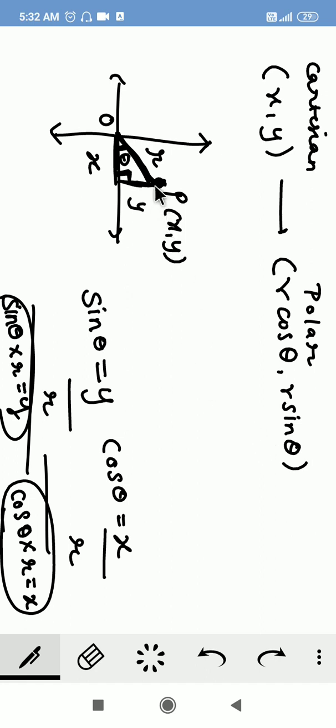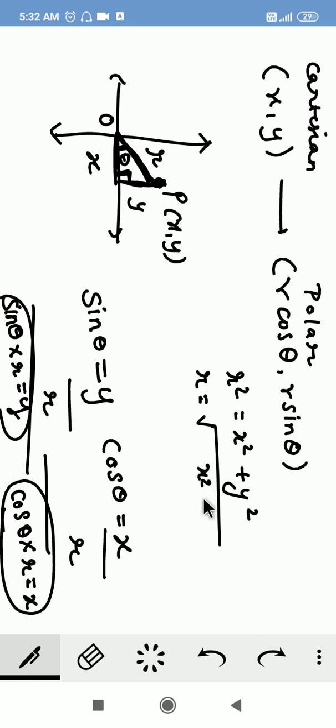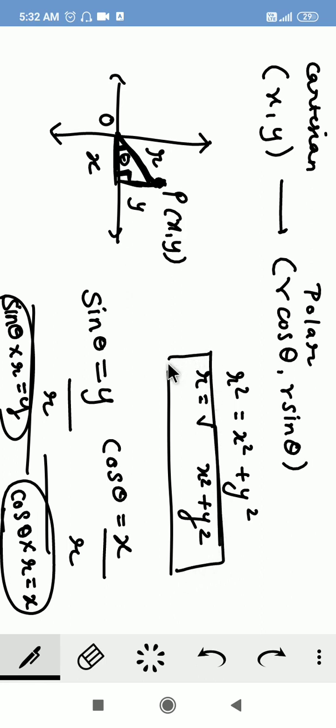Now, how can we find this value r? Since you know that this is the hypotenuse, you can write r square is equal to x square plus y square by Pythagoras theorem. So you can have r is equal to square root of x square plus y square. In this way we converted this Cartesian coordinate into the polar coordinates.